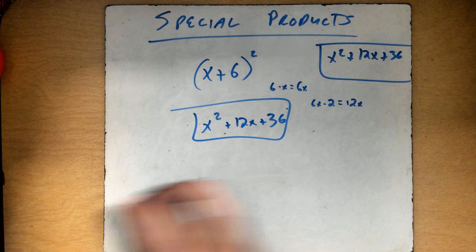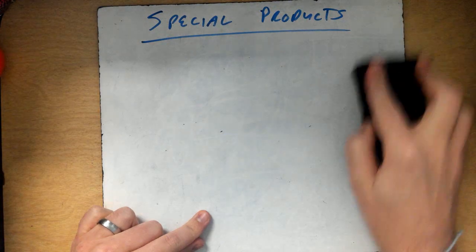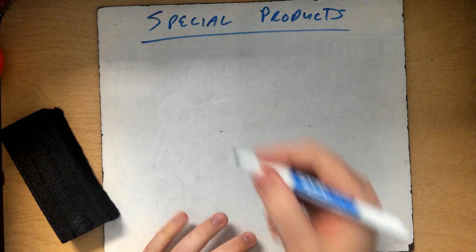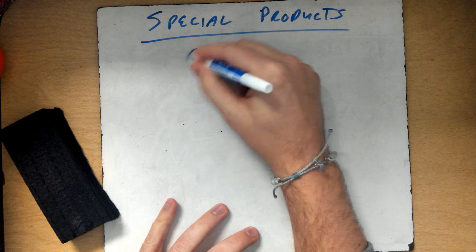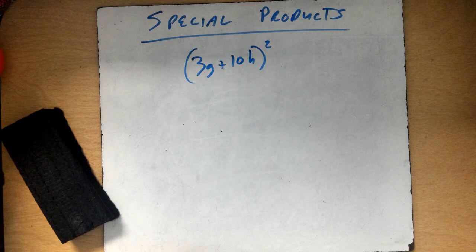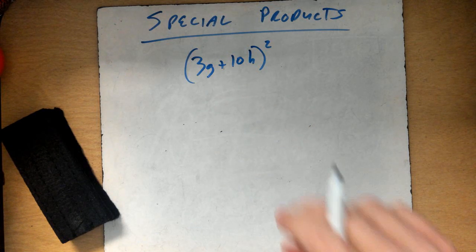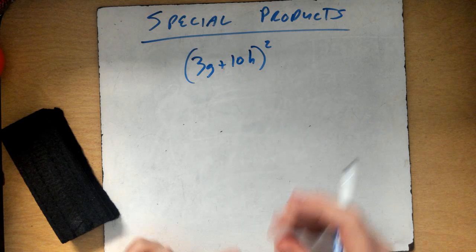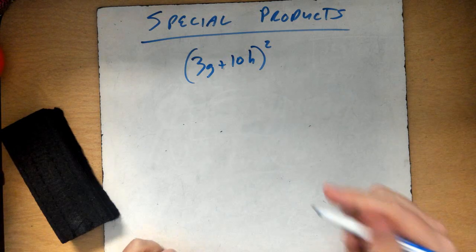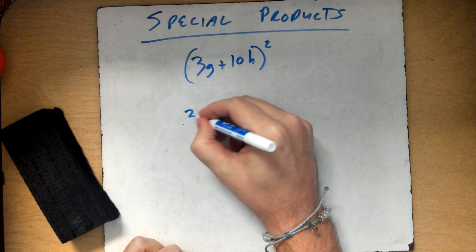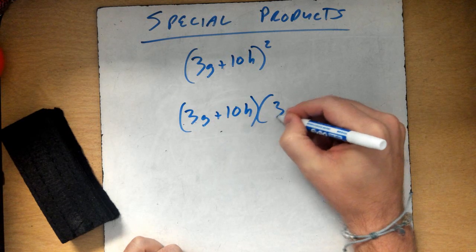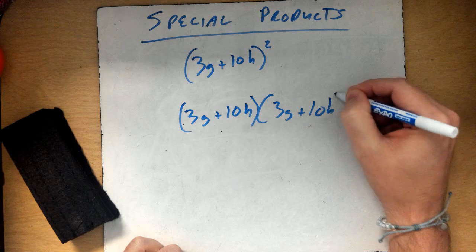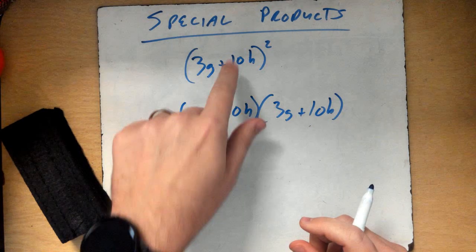Let's do another example. I'll show you both ways again. So we've got 3g plus 10h, and that's all squared, okay? So what we're doing is, once again, I can pull it out, right? And I can make it 2 of each, and we can multiply them together. That and that, right? So it's the same thing twice multiplying, okay?